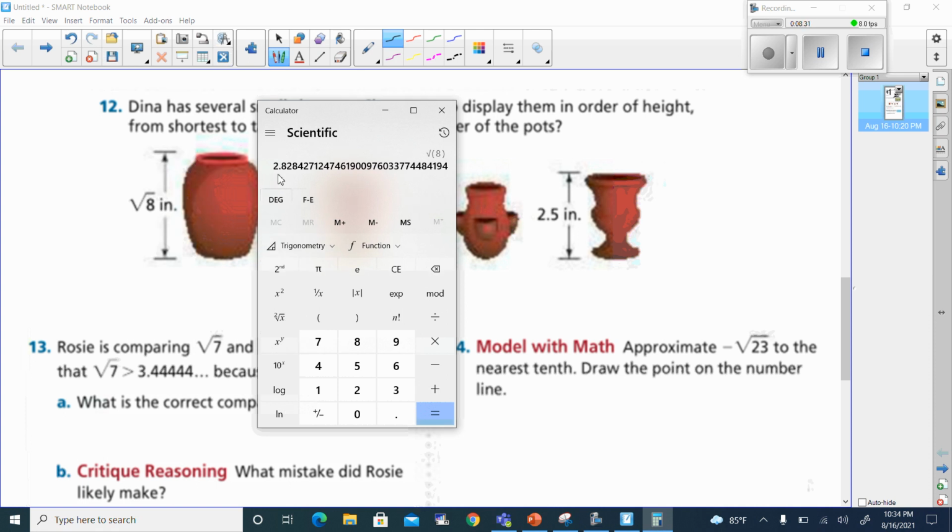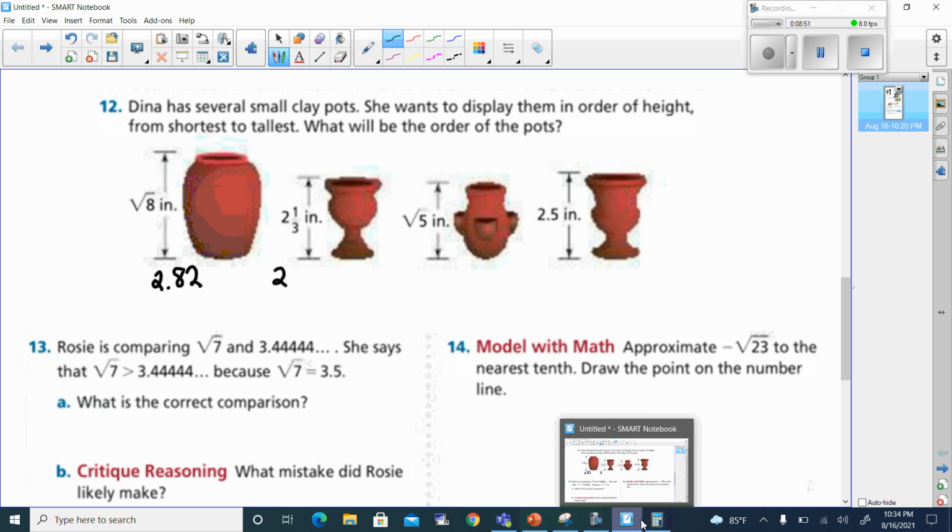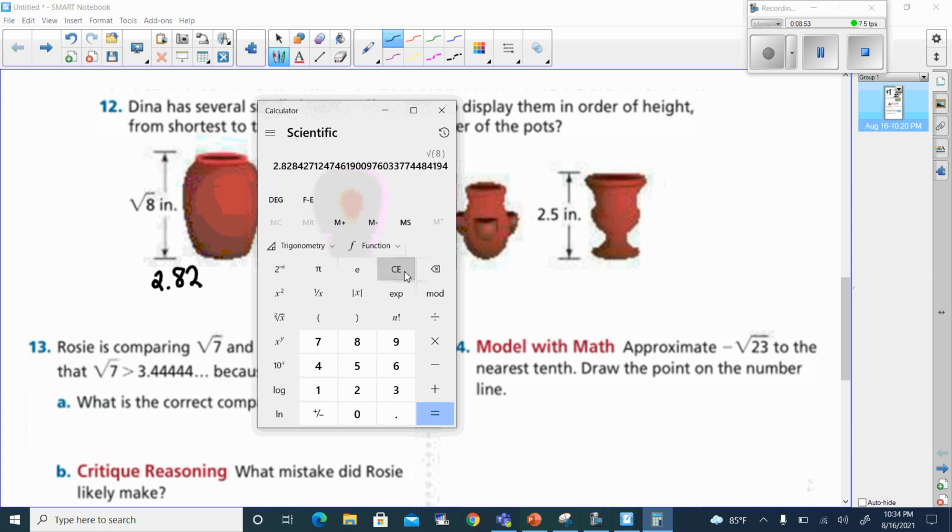That's going to give us 2.82. Then we have this face, which is 2 1/3. Well, we know 2's there. And what is 1/3? Well, I think it's going to be like 3 repeating. 1/3. 1 divided by 3. And that is 0.3 repeating.